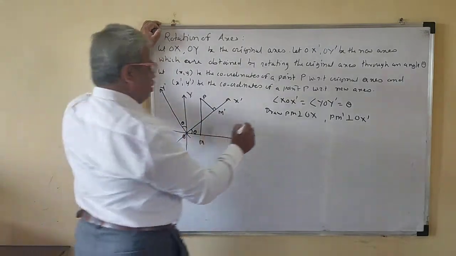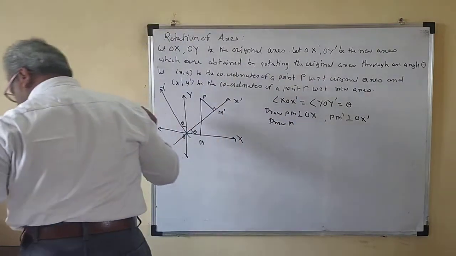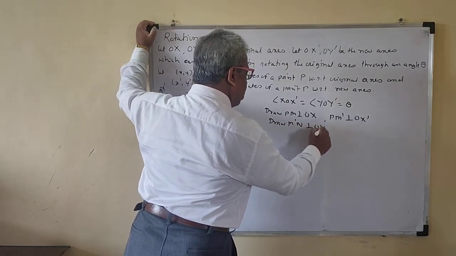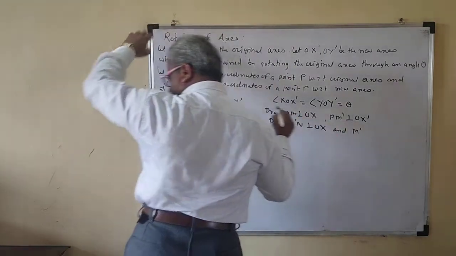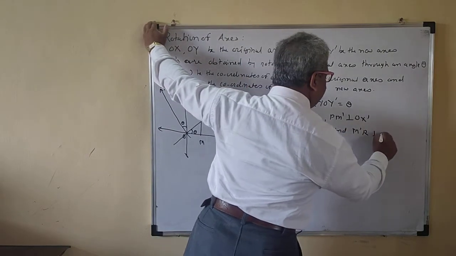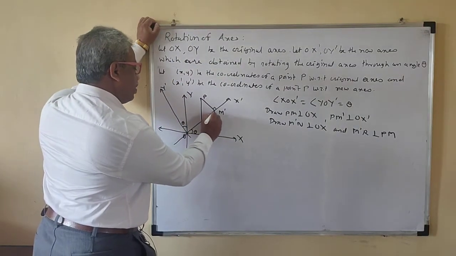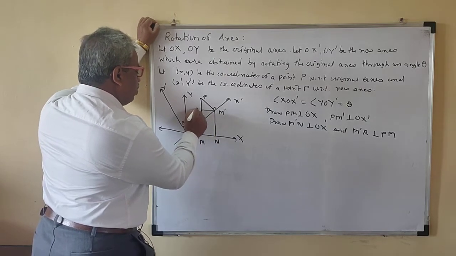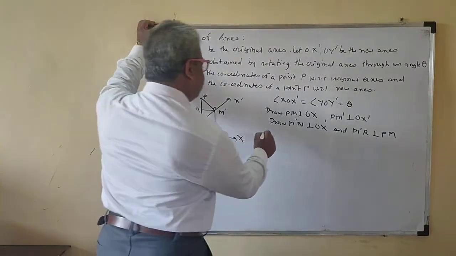Now draw M prime N perpendicular to OX, and from M prime we'll take R, so M prime R is perpendicular to PM. So we'll draw M prime N, this is a perpendicular, this is your N. And we'll draw this perpendicular, this will be your R.